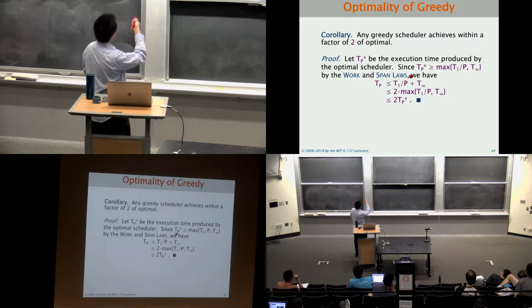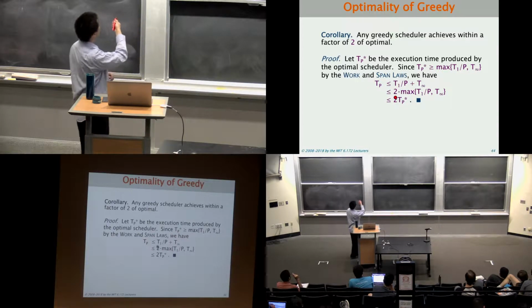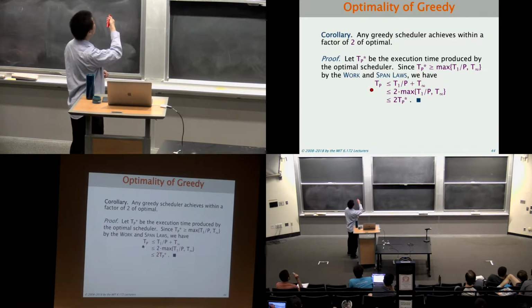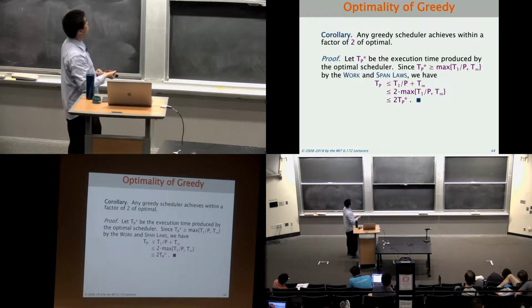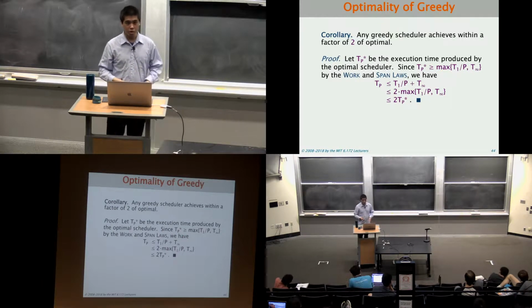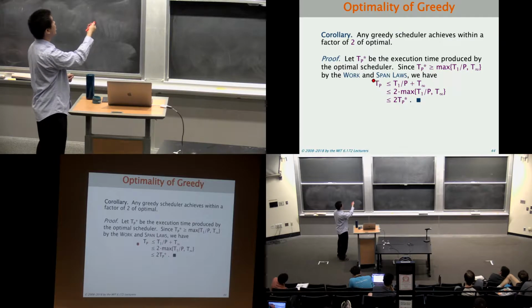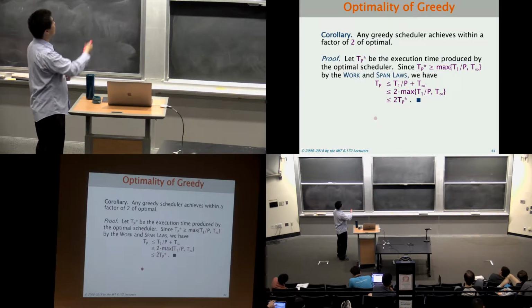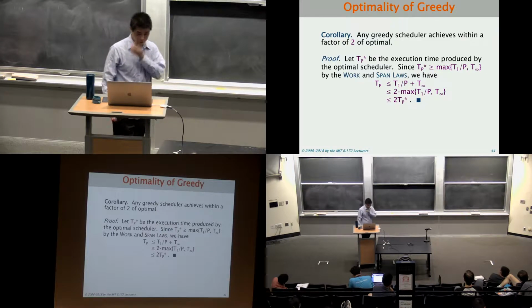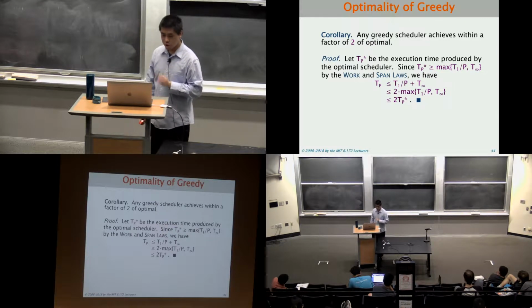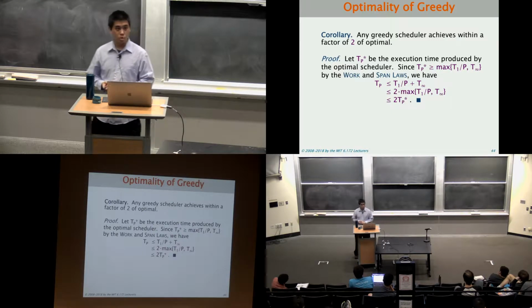So now we can take the inequality we had before for the greedy scheduler bound. So TP is less than or equal to T1 over p plus T infinity. And this is upper bounded by 2 times the max of these 2 terms. So A plus B is upper bounded by 2 times the max of A and B. And then the max of T1 over p and T infinity is just upper bounded by TP star. So we can substitute that in, and we get that TP is upper bounded by 2 times TP star, which is the running time of the optimal scheduler. So the greedy scheduler achieves within a factor of 2 of the optimal scheduler.